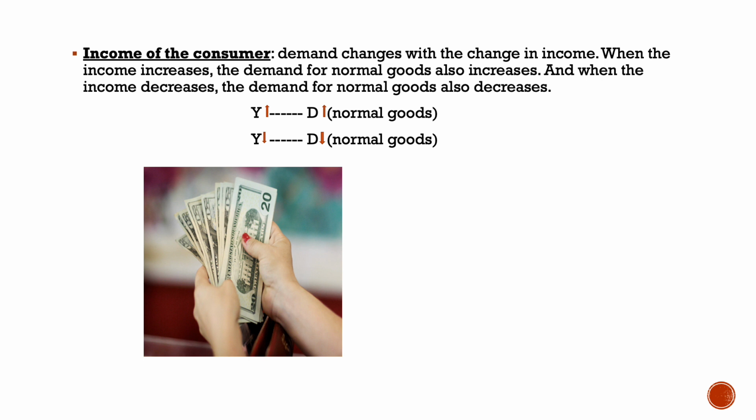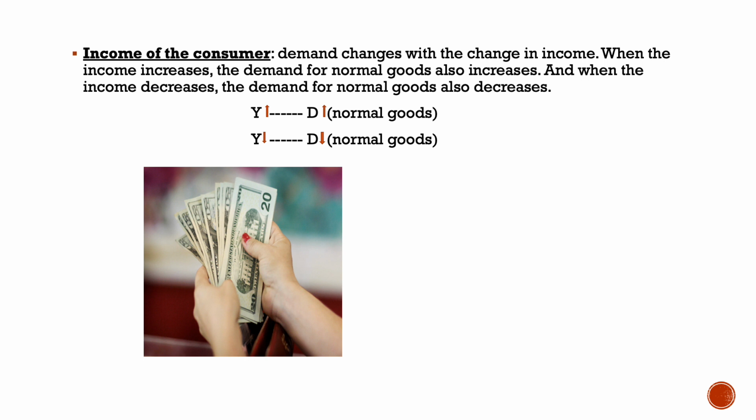Income of the consumer is the next determinant of demand. Demand changes with a change in income. When the income increases, the demand for normal goods also increases. And when the income decreases, the demand for normal goods also decreases. What do you mean by this? When the income of the consumer increases, meaning when the salary of the person increases, the demand of the consumer will also increase. Higher the salary, higher will be the demand.